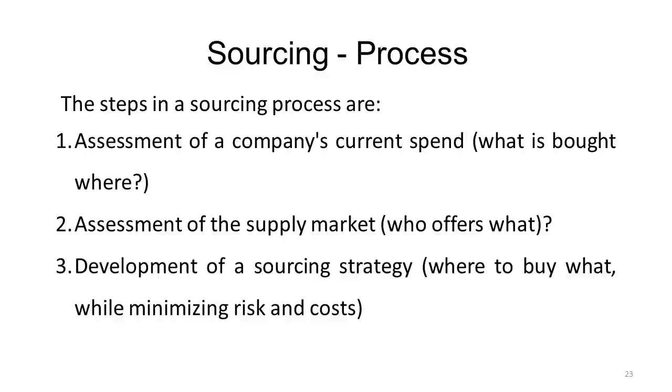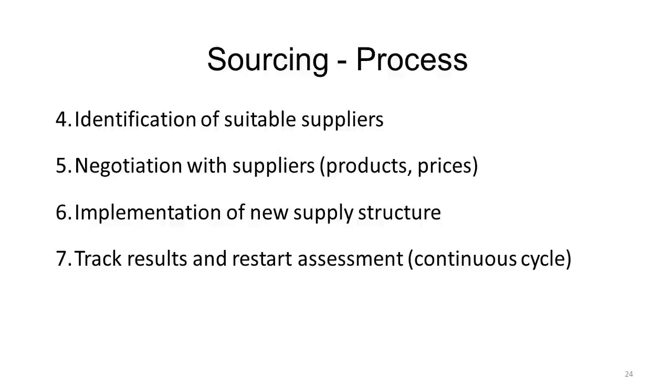Fourth step, now you're going to identify the suitable suppliers as per the specific requirement of the organization. And of course, you are going to look at the risk and cost. Both risk and cost should be low. Once you identify the suitable suppliers, you get in touch with them and negotiate with the suppliers for the products, in terms of the prices and deliveries. And once this process has been completed, now you are ready to implement the new supply structure.